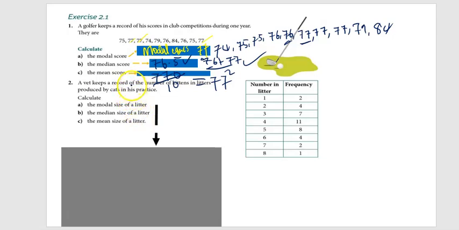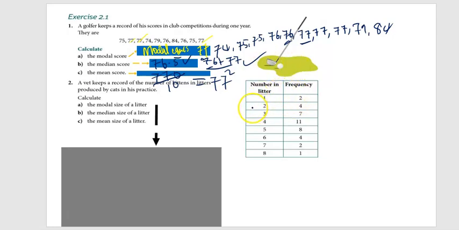Let's look at question 2. Number of kittens in litters, frequency table. A vet keeps a record of the number of kittens in litters produced by cats in his practice. Calculate the modal size of the litter, the median size of the litter, the mean size of the litter. So we have the frequency table shown on the right hand side.